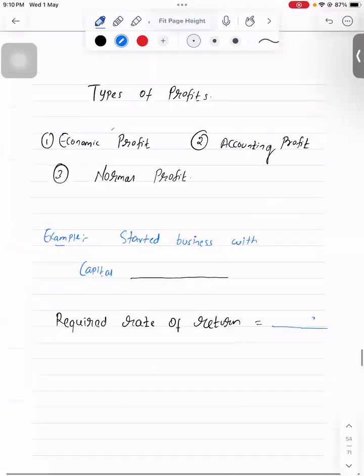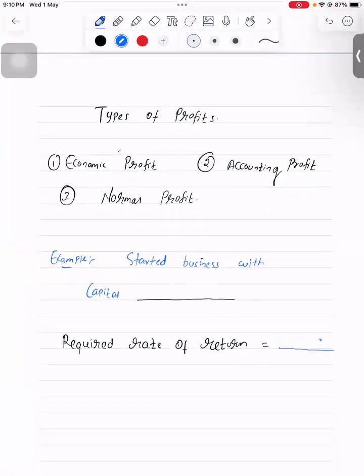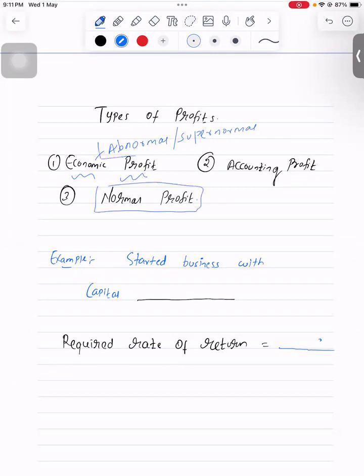Now, before that, I will cover the basics part first. Now, first, we will discuss the different types of profit we have in economics. So in economics, you will find three different types of profit. Okay, very first one is economic profit. Second is accounting profit. Third one is normal profit. Now here, economic profit is also known as abnormal profit, or you can call this as a supernormal profit. Okay, so one is normal profit and other one is abnormal profit or economic profit. And third one is accounting profit.